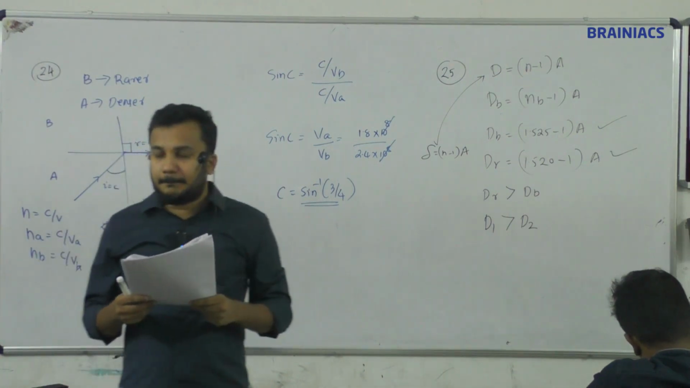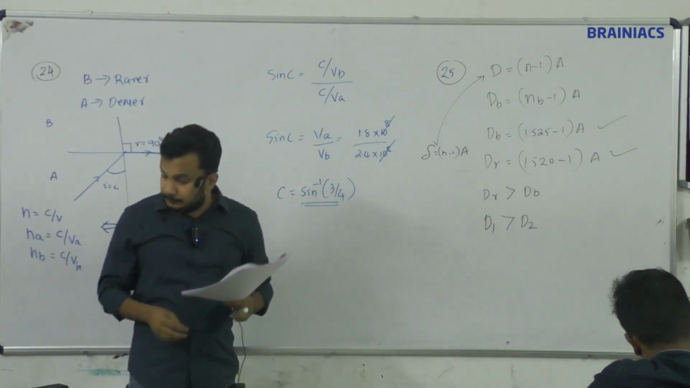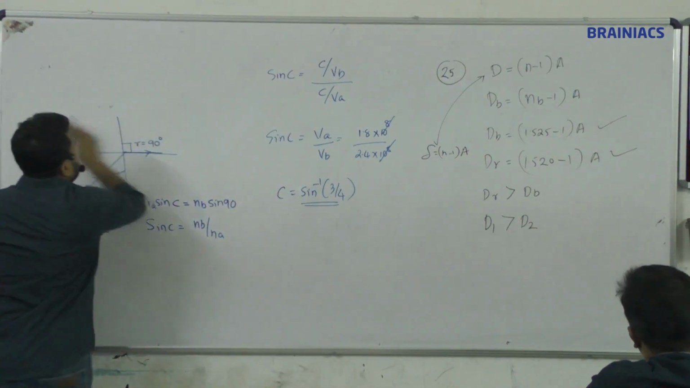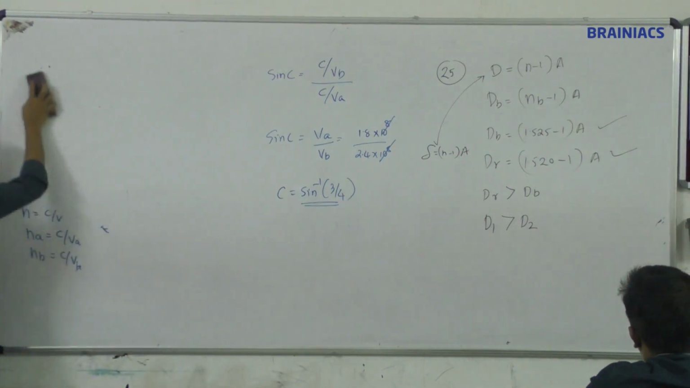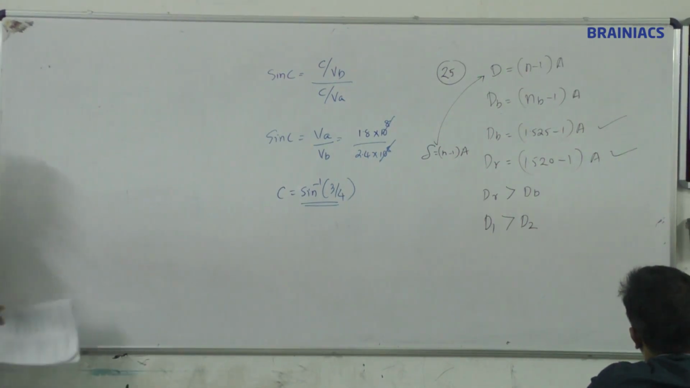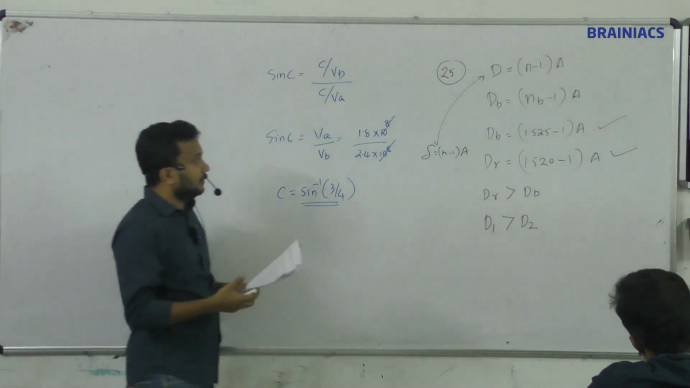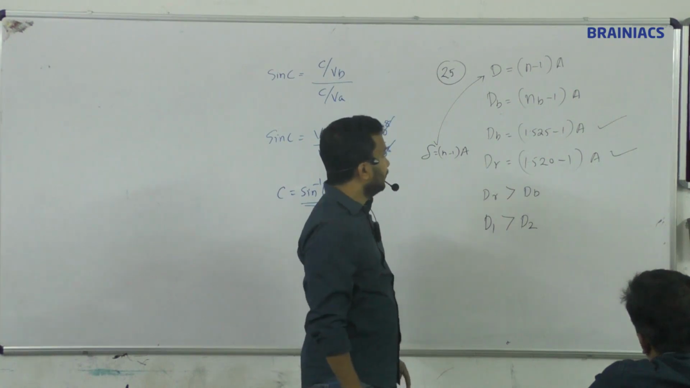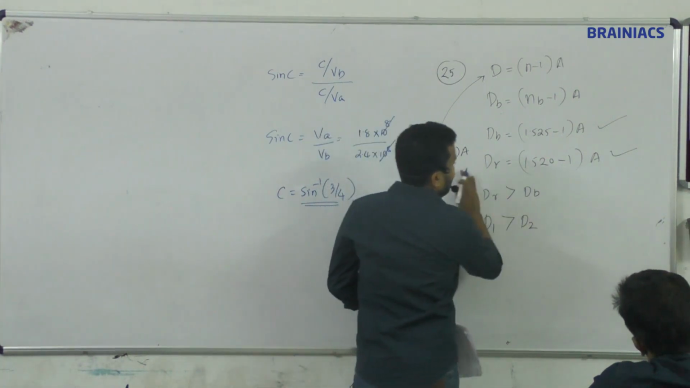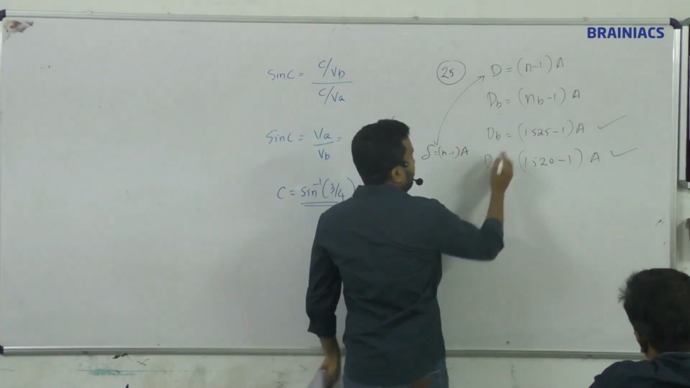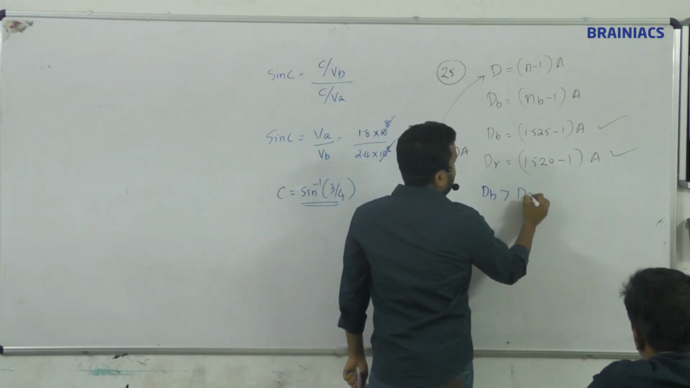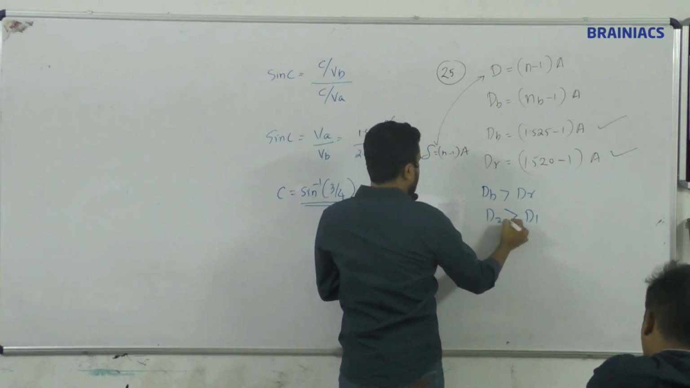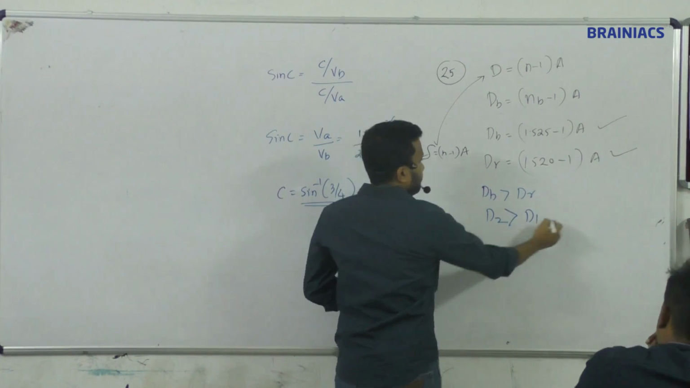Question number 26. Sorry? DR greater than DB, right? Sorry. Okay, then the reverse way. 1.525 is for blue light. Correct. DB greater than DR. Red is given first, so this is D1. Blue is given second. So D2 greater than D1. Option A is the right answer.